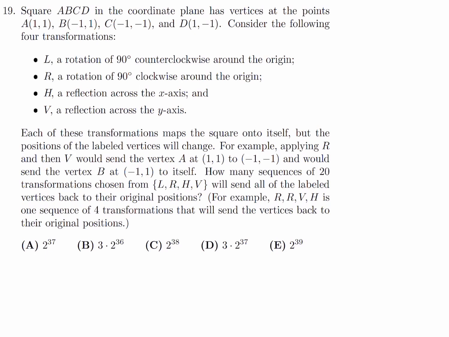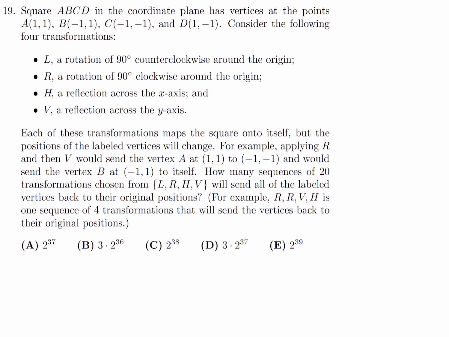Square ABCD in the coordinate plane has vertices at the points (1, 1), (-1, 1), (-1, -1), and (1, -1). Consider the following 4 transformations. L, a rotation of 90 degrees counterclockwise around the origin. R, a rotation of 90 degrees clockwise around the origin. H, a reflection across the x-axis. And V, a reflection across the y-axis.